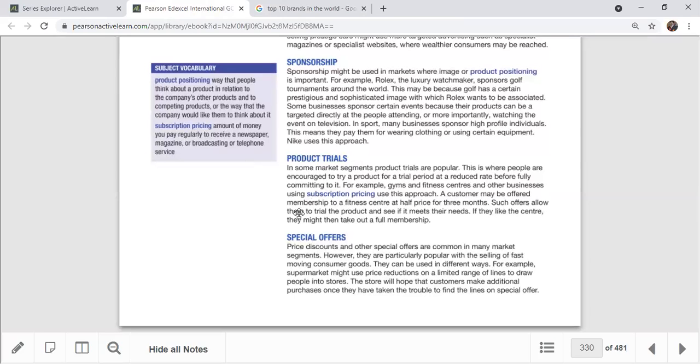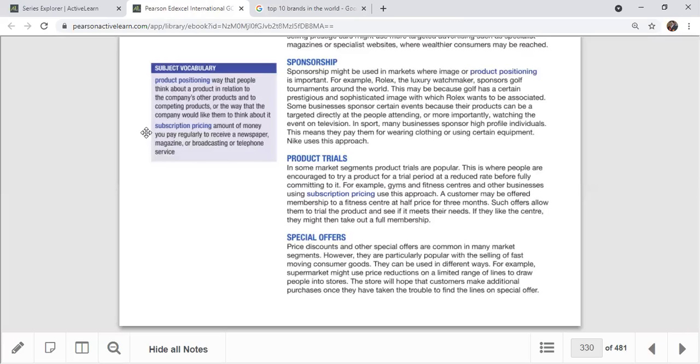But the thing is, product trial, advertising, sponsorship. Product trial is like a test marketing thing. You can give something like a test run, like a small sample, to the people before you go to actual commercialization. In some market segments, product trials are very popular. This is where people are encouraged to try a product for a trial period, reducing the risk before fully committing to it. It's like gyms, fitness centers, and others using subscription pricing.